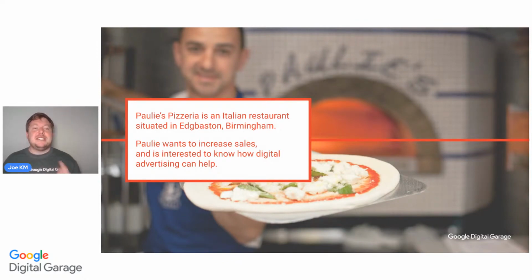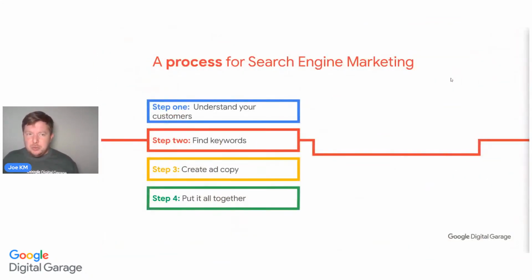Paulie wants to increase his sales and is interested to know how digital advertising can do this. So this example is a really good one because we need to think how you would do this for your business as well. So first of all, there's a 4-step process. Step 1, understanding your customers.